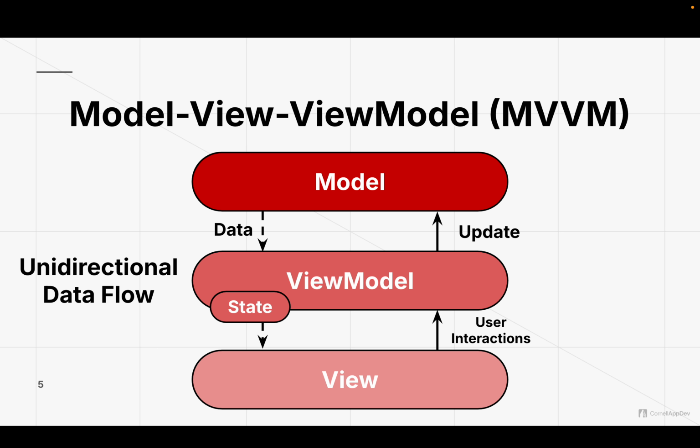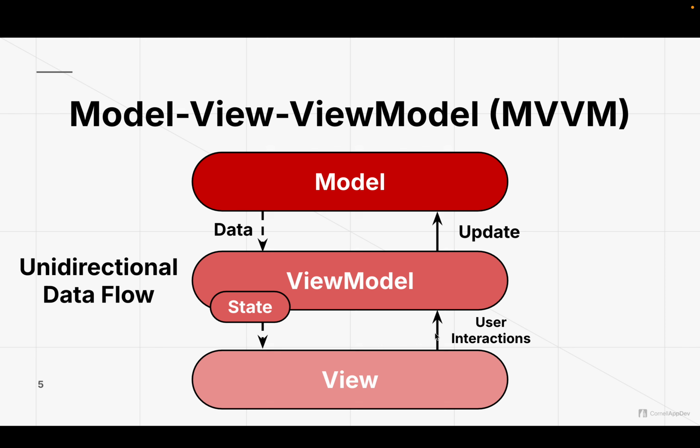You have a model layer and a view layer on the bottom, and in the middle, as a middleman, is the view model. In the view model, you're going to have the state of the view, and the way you get the initial state is through the model. So you get the data from maybe an API call, and then you store that in your state, and that state propagates to the view. This is what we call a unidirectional data flow.